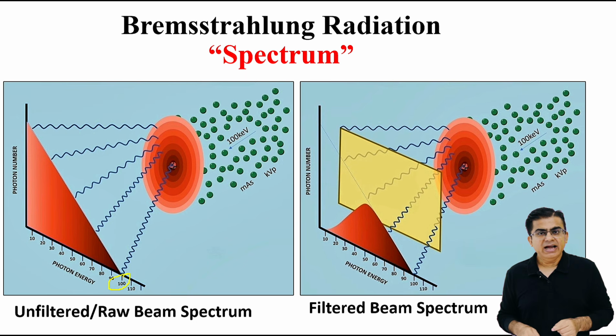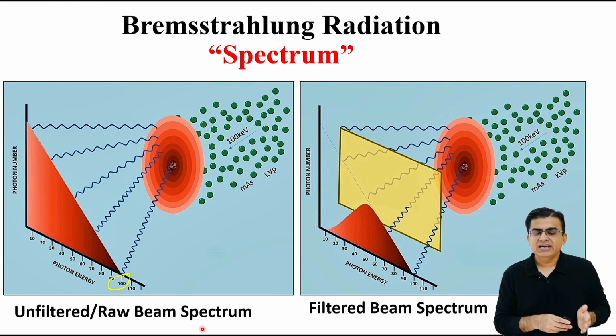But we know that the atom is mostly empty space. Because of this, electrons passing away from the nucleus are much more common. This is exactly why your raw, unfiltered beam is full of low energy photons, which are unwanted and unnecessary. So this is the slanting shape of the Bremsstrahlung radiation spectrum you get from a raw, unfiltered beam.